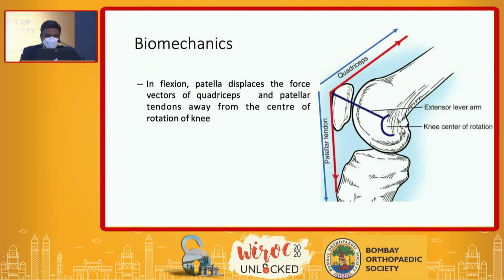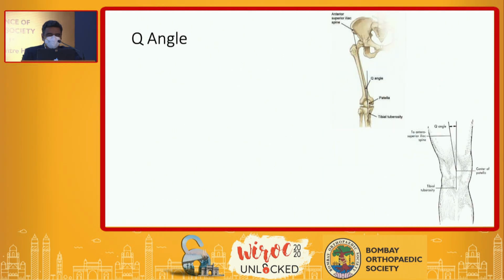When the knee is being flexed, the patella displaces the force vectors of the quadriceps and patellar tendon away from the center of rotation of the knee, which helps in improving the efficacy of the quadriceps contraction.